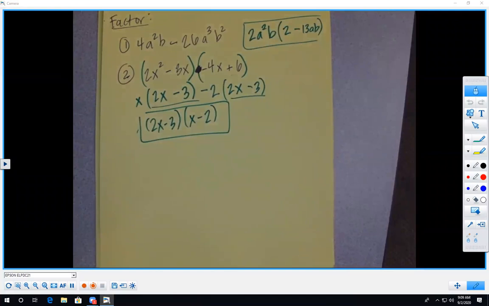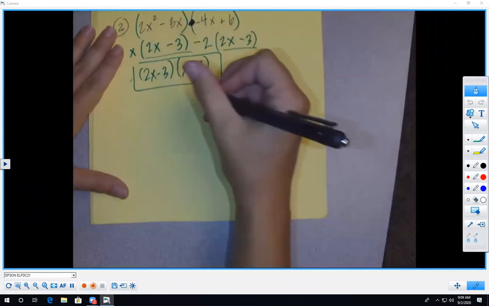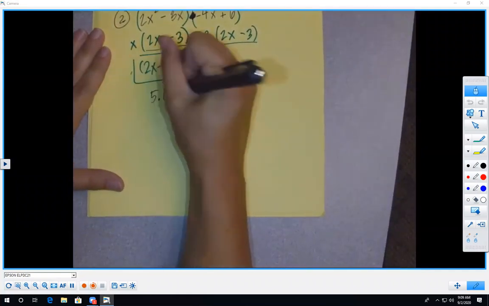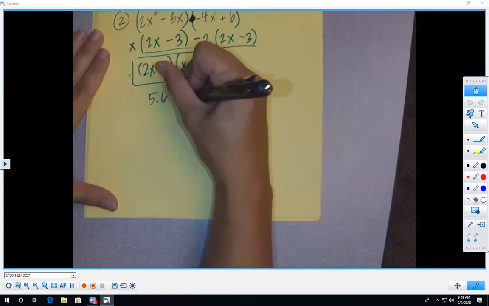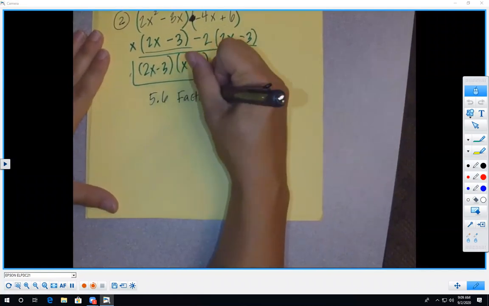If you feel like you need a little bit more practice on factoring by grouping, good news is we're doing it in every single problem today. So hopefully by the end of today, you will be very practiced on grouping, and that should be no problem. Okay, so we are going to start section 5.6, which is factoring trinomials.